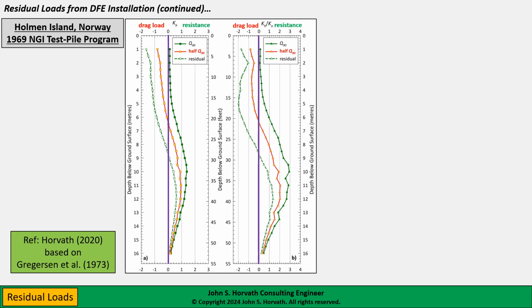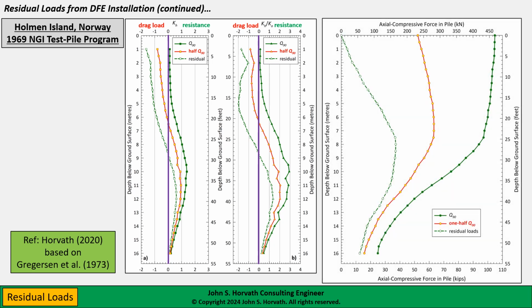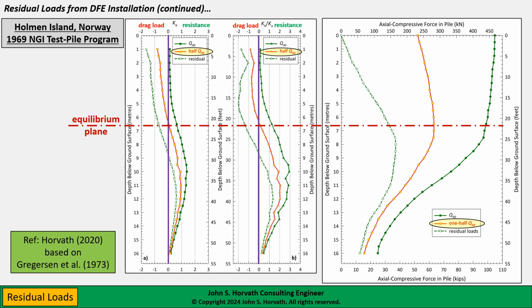Well, again, to look at some of the structural aspects, let's go back to our NGI test program. This is the same 8-meter long constant diameter pile that we looked at initially. In this case, I've added another graphic that shows the axial compressive force in the pile as a function of depth. And I want to focus on the half Q90 load. Again, this is half of the geotechnical ULS, so nominally the allowable load or maximum service load in the pile. And here's the equilibrium plane for that condition.